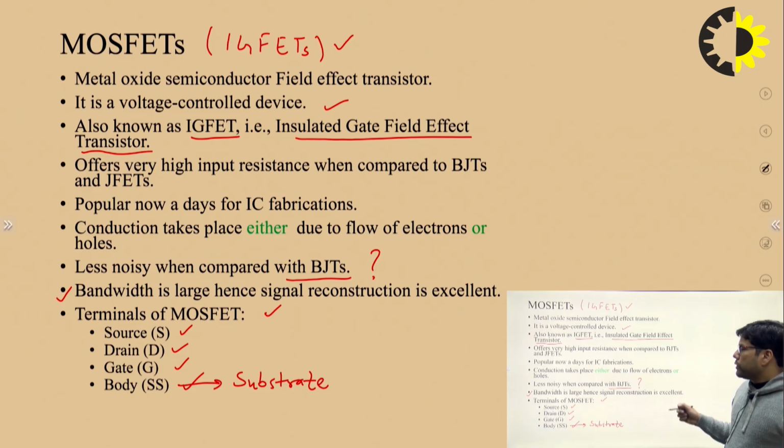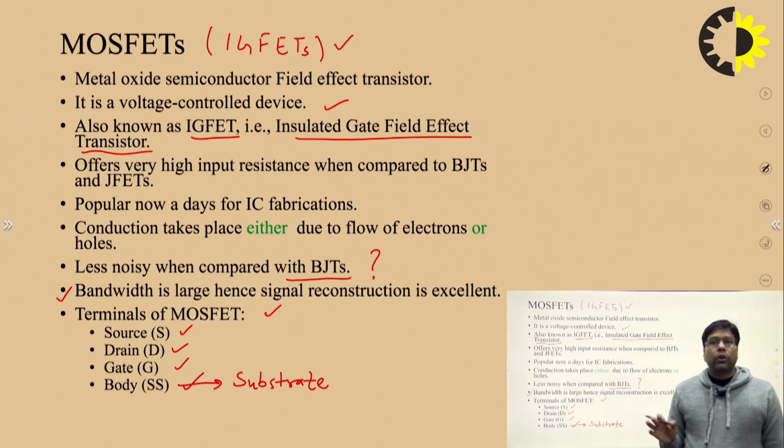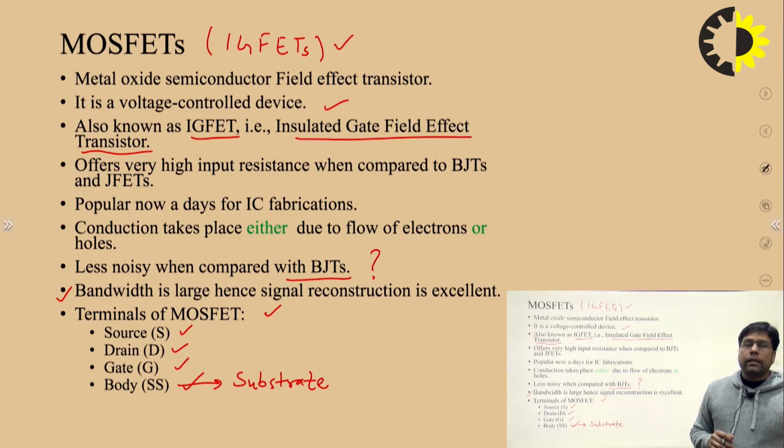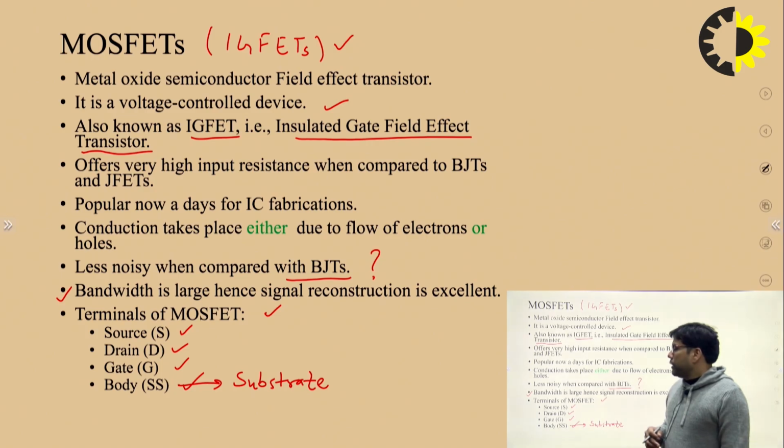I will focus on the topic of MOSFET. So MOSFET is a 4 terminal device. The terminal names are source, drain, gate and body. Body is also known as the substrate terminal as well.